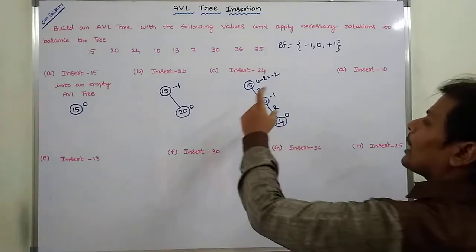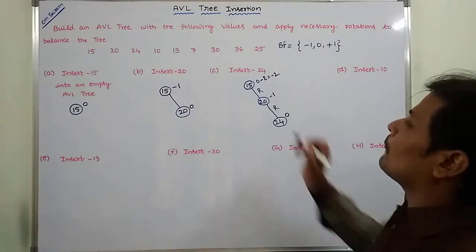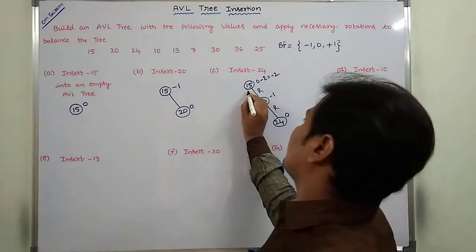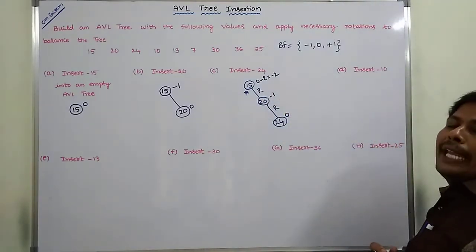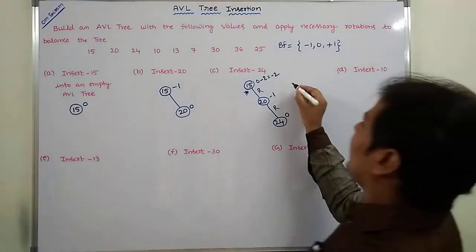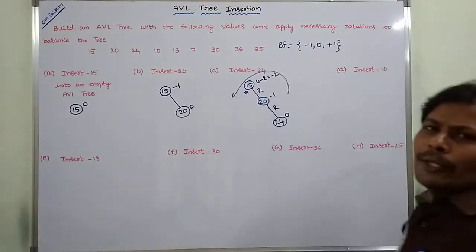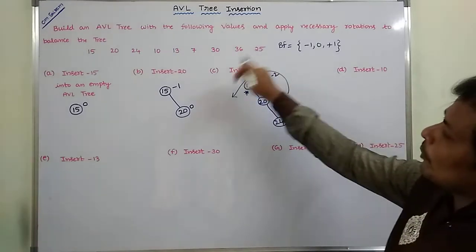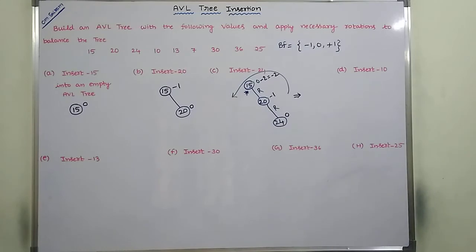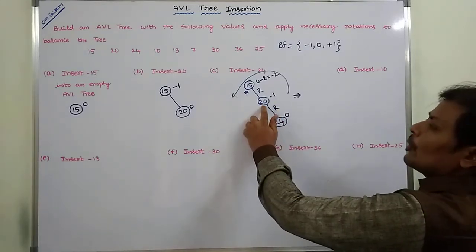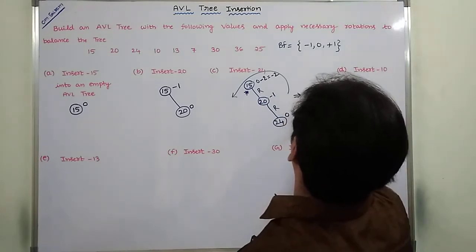Okay. Now, we are performing the RR rotation. At which node are we performing the RR rotation? That is 15, because at node 15 we are getting the invalid balance factor of minus 2. So we have to perform a left rotation. Here RR is there, so we are performing the left rotation. After performing the left rotation, the middle node becomes the root node. So that is, 20 becomes the root node.